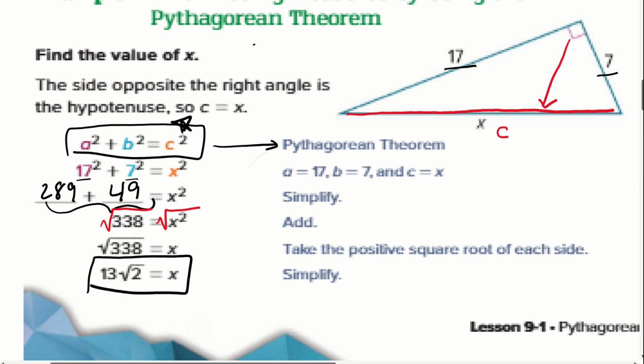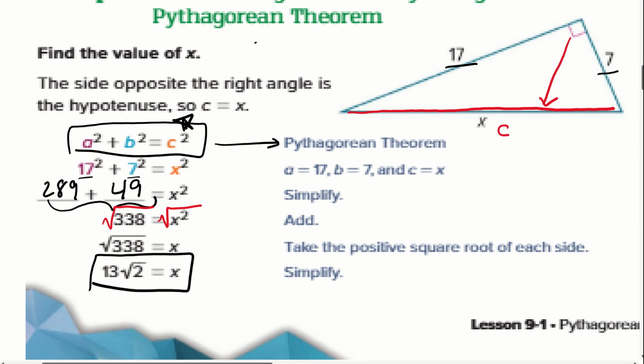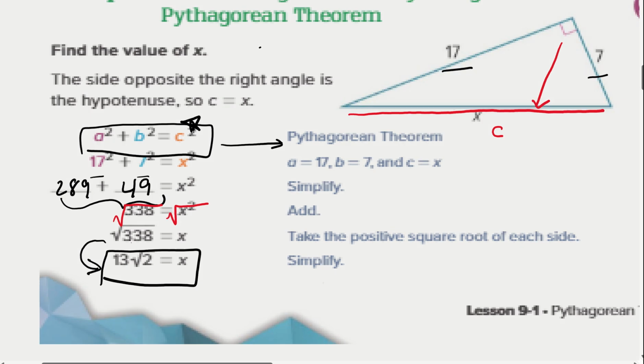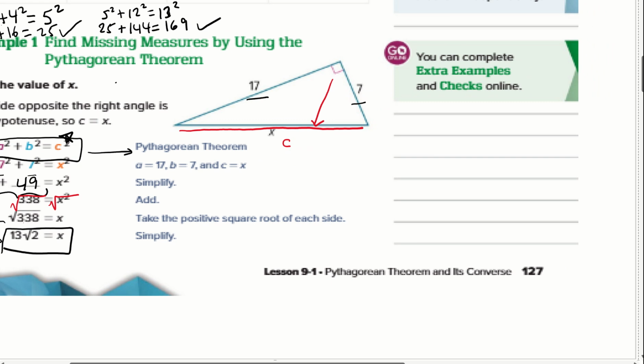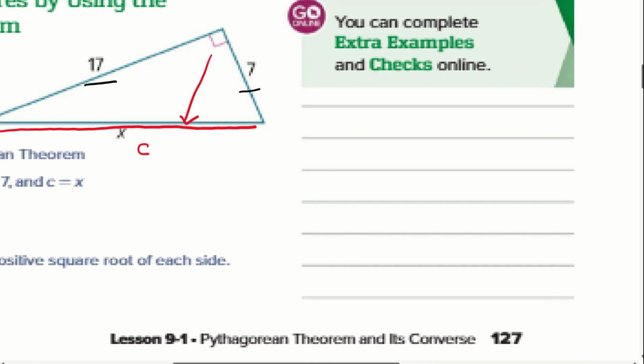Now, let me show you how to do that. This is the part of the lesson and the chapter where I show you how to simplify radicals. How do we simplify that to 13 square root of 2? This is the lesson where I'm going to show you how to do that, if you haven't known how to do that at this point. All right, so let's show you how to do that. So let's say we got square root of 338.